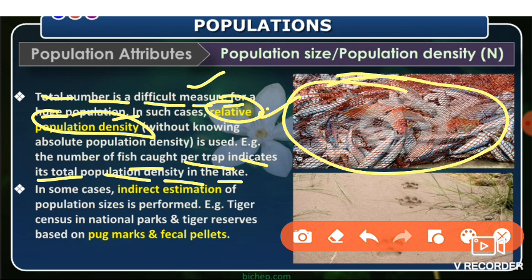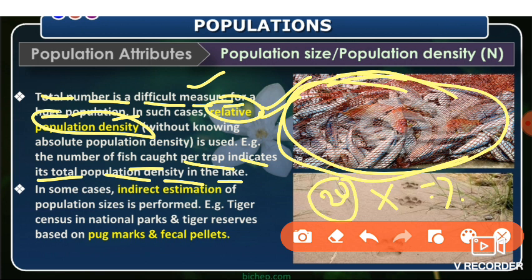For example, if we find 20 fishes per trap, and we know how many traps we can place in the lake, that will give the total number, or the relative population density, of that particular lake. Like that we can calculate, because the population is huge here, it is difficult to calculate the accurate population density, so we'll go for relative population density.